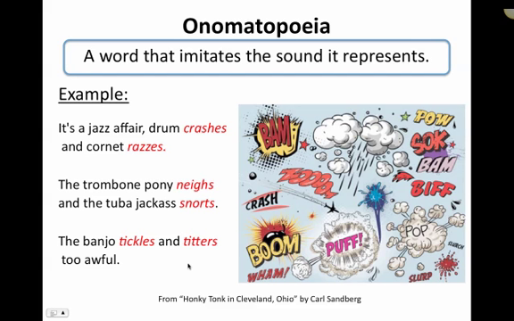Another melody tool is called onomatopoeia. It is a very strange word, onomatopoeia. And onomatopoeia is a word that imitates the sound that it represents. So, for example, bam, or crash, or boom, puff, zoom, biff, bam, sock, pow. We see this a lot in comic books. But we also see it a lot in poetry.